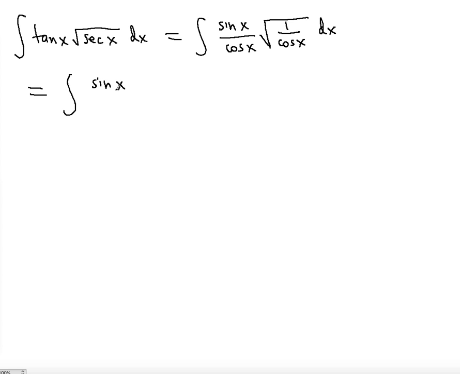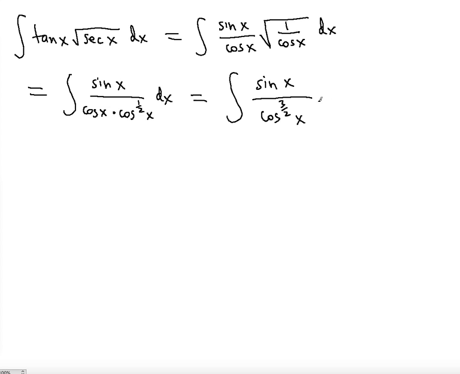What happens is that we get sine x, and the square root of 1 is just 1, so we can disregard it on the top and just leave it as sine x. But on the bottom we're going to have cosine of x times the cosine of x to the 1/2, dx, because the square root of cosine is the same thing as cosine of x raised to the power of 1/2. Now you can combine the cosines using the power addition. So you're going to have sine x divided by the cosine, and the net power will be 2 over 2 plus 1 over 2, which gives you 3 over 2, x dx.